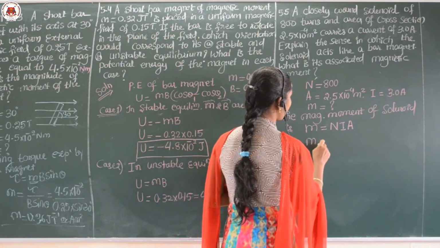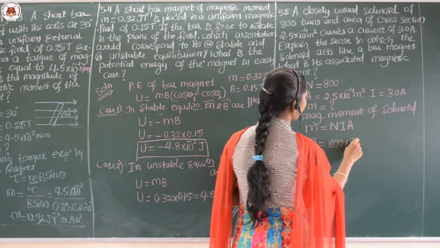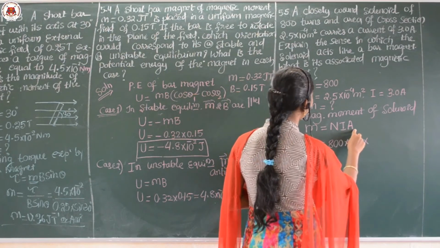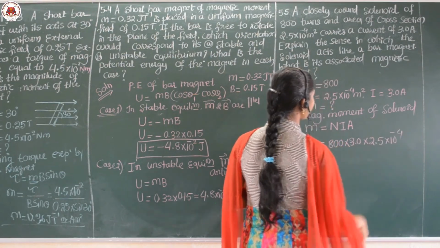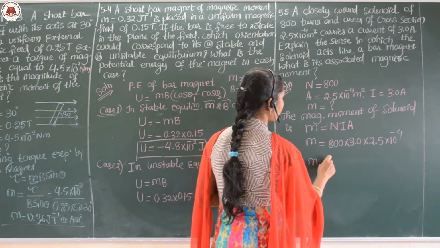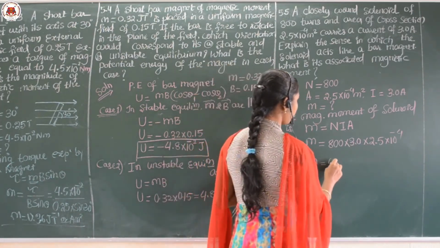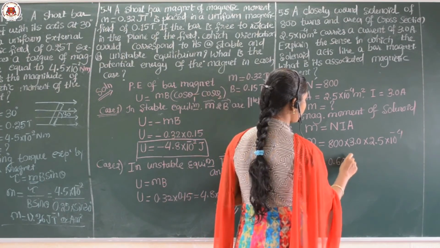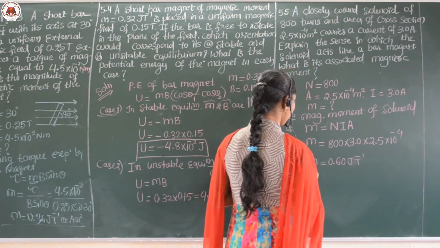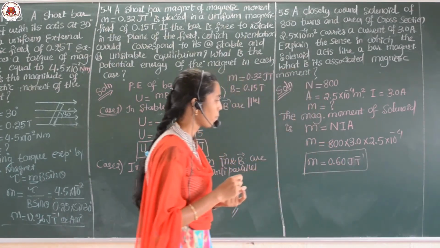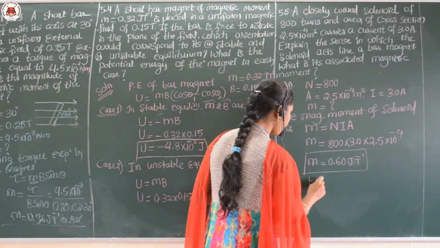Then M is equal to N, which is 800, and I is the current, 3 ampere, and A is the area of cross section, 2.5 into 10 raised to minus 4. If you multiply the quantities and simplify, you will get M is equal to 0.60 joules per Tesla. This M value is positive.